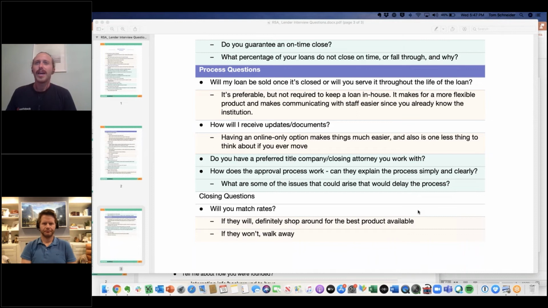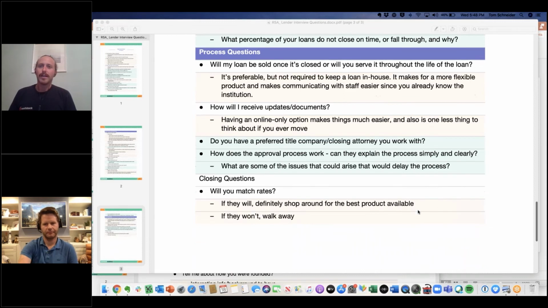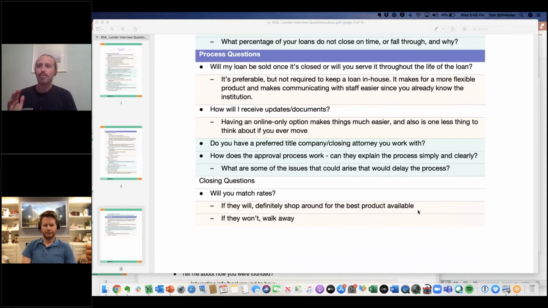You're welcome, James. How will I receive updates and documents? Again, having the online only option makes things easier. They're just equipped to work in the online space versus brick and mortar stores. Brick and mortar banks can often be a little bit more conventional with regard to how you need to get documents to them. And then some closing questions: will you match rates? If they will, definitely shop around for the best product available. If they won't, that could be grounds for walking away. I've had someone tell me, I was working with a commercial lender. It was an amazing product they were offering.